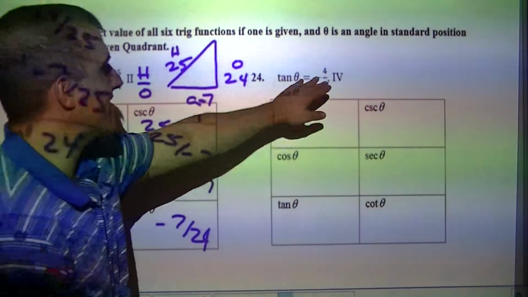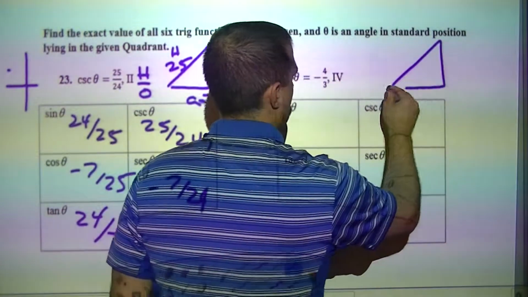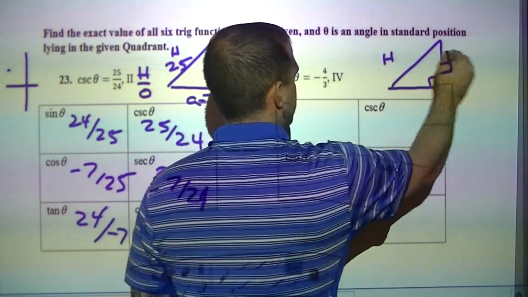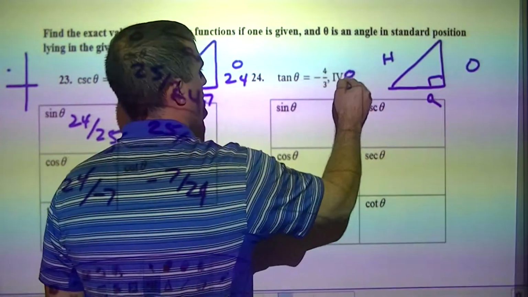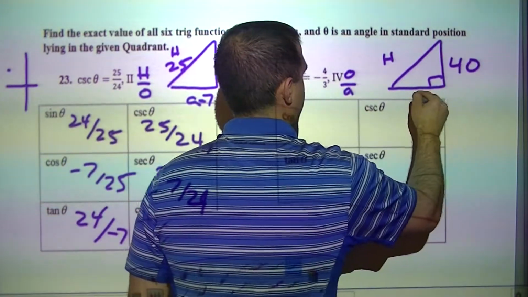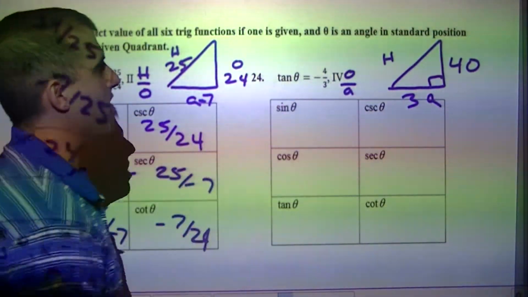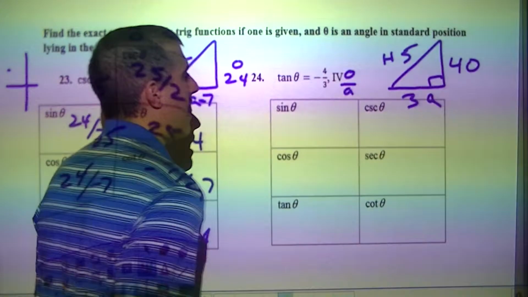All right, even though I see the negatives here, I'm still using hypotenuse, opposite, adjacent. Tangent is O over A. I'm doing 4 and 3. Through the triples, I know, or the Pythagorean theorem, that that's 5.